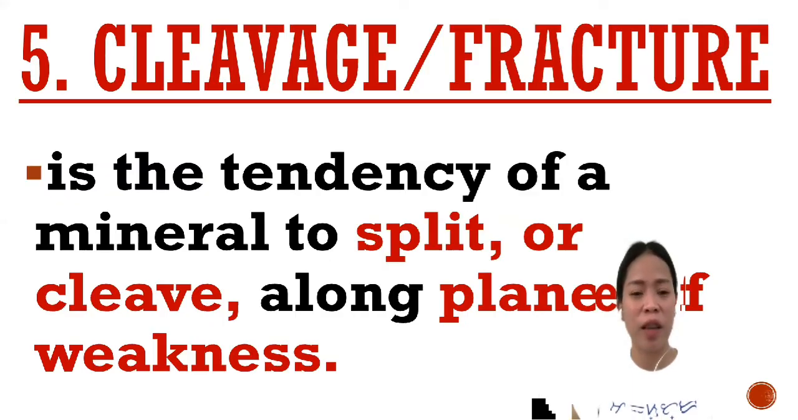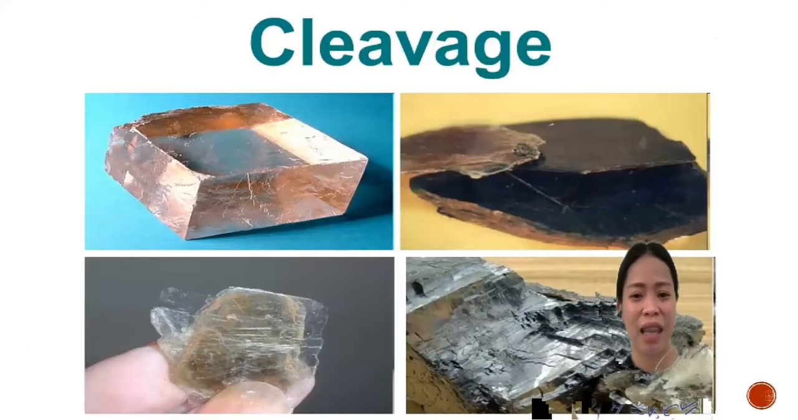The last physical property of the mineral is the cleavage or fracture. When you say cleavage, this is a plane of weakness. This is where the rock or a mineral tends to split or break or cleave. As you can see, some of the minerals presented on the screen have different cleavage or planes of weaknesses.